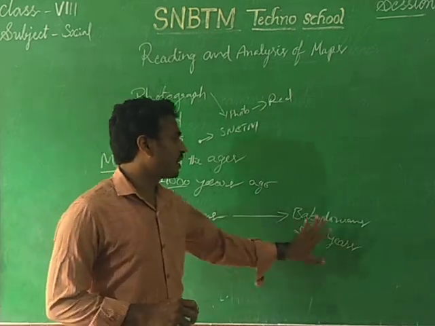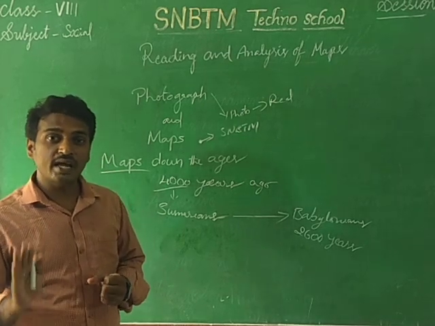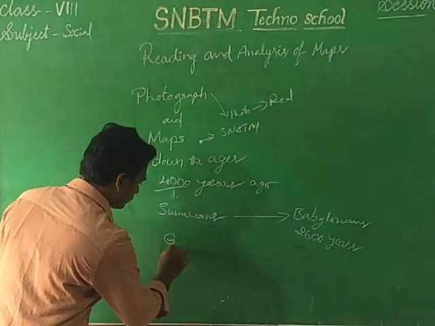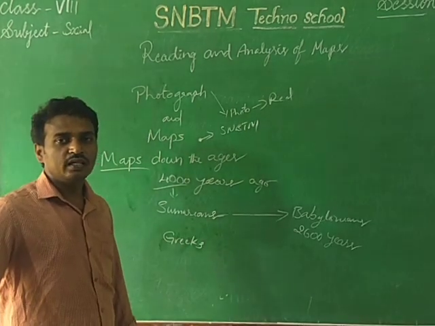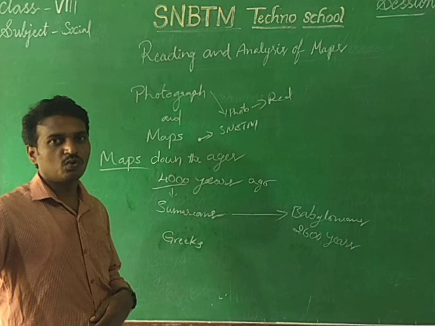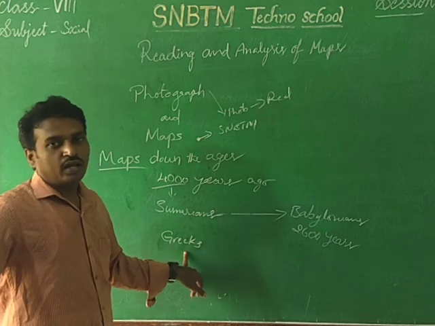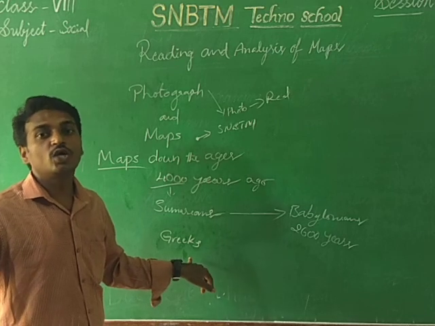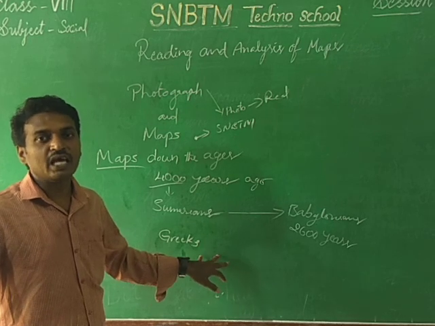After the Sumerians and Babylonians, some other people also entered, interested in preparing maps. So who are they? The Greeks. Who are the Greeks here? Anaximander, Hecataeus of Miletus and Herodotus. These three people were interested in preparing maps.